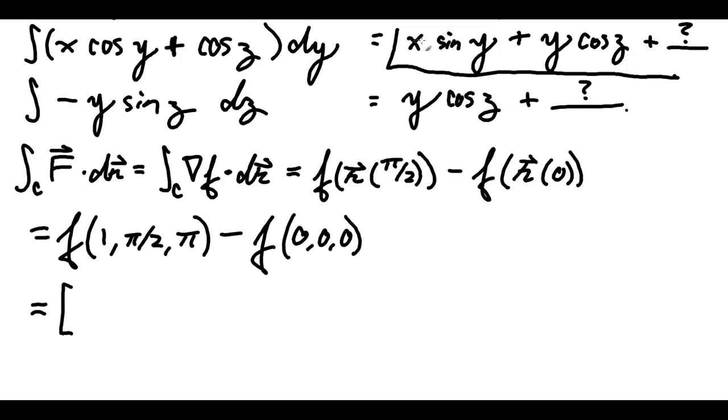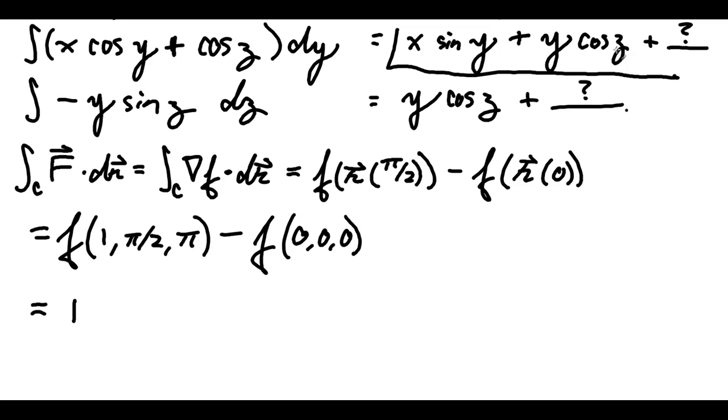Do this for the first part. We have x sine y, so we have 1 times the sine of pi over 2, which is 1. That is 1.